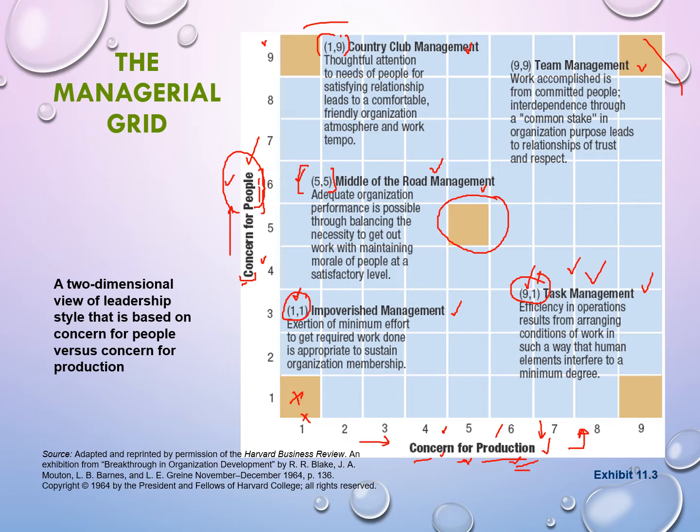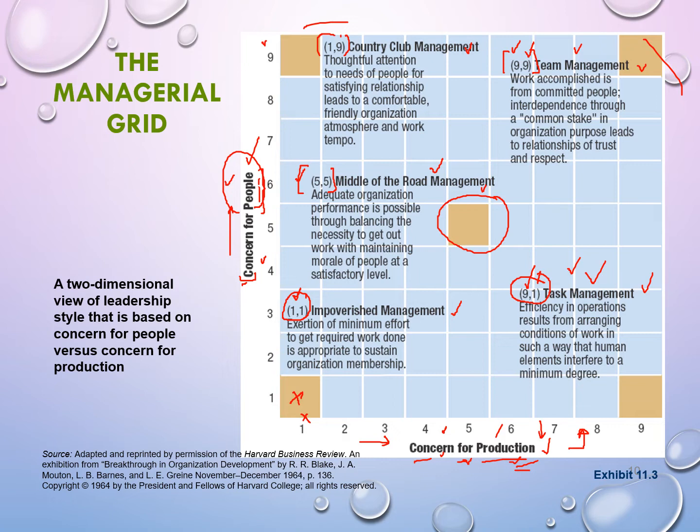And the last style on the managerial grid is called team management. The coordinate is 9 and 9. So this is a leadership style whereby the leader has the maximum or highest concern on the production, that is 9, and also the maximum and highest concern for people or the employees. Okay, 9 concern for x-axis and 9 concern for y-axis, the production and people.